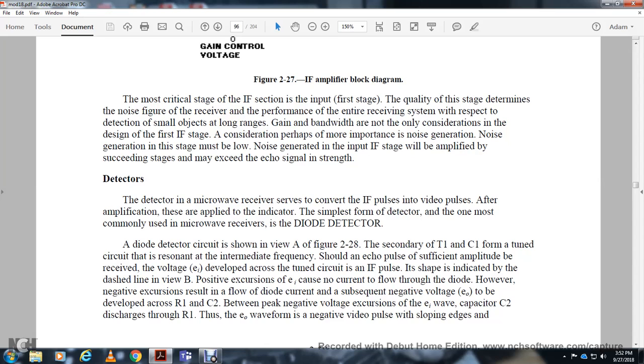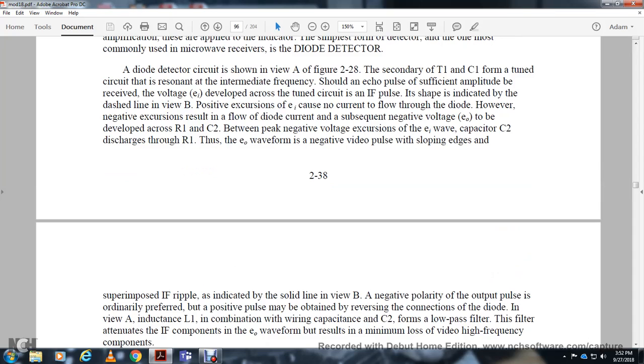During the positive excursion E1, no current flows through the diode. However, the negative excursion results in diode current flow. The subsequent negative voltage develops across resistor R1 and capacitor C2. Between the negative peak voltage excursions, capacitor C2 discharges through resistor R1, producing the E0 waveform.